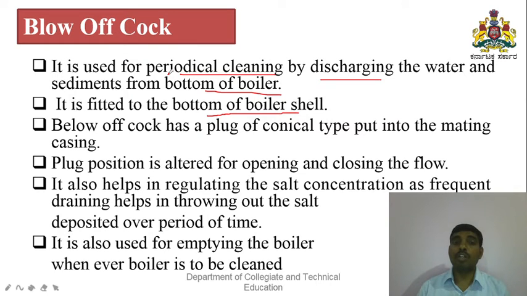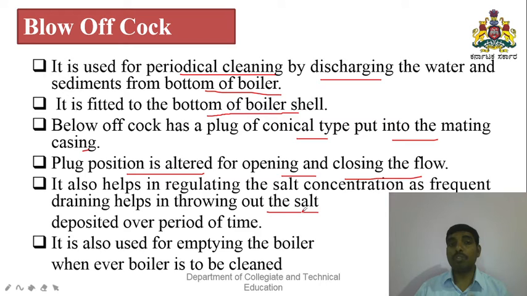These are fitted at the bottom of the boiler shell. The blow-off cock has a plug of conical type put into the mating casing. This is one type of blow-off cock. The plug position is altered for opening and closing of the flow. It also helps in regulating the salt concentration, as frequent draining helps in throwing out the salt.